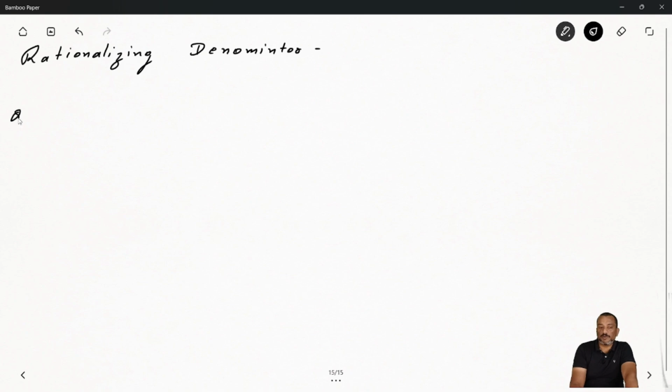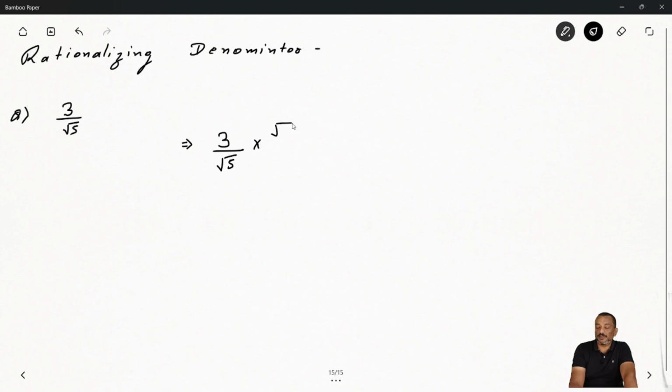Suppose you are given one question: rationalize the number 3 over root 5. So you have to convert the denominator into a normal form, because the denominator is given as root 5. So we have to multiply both the denominator and the numerator by root 5 for rationalizing.